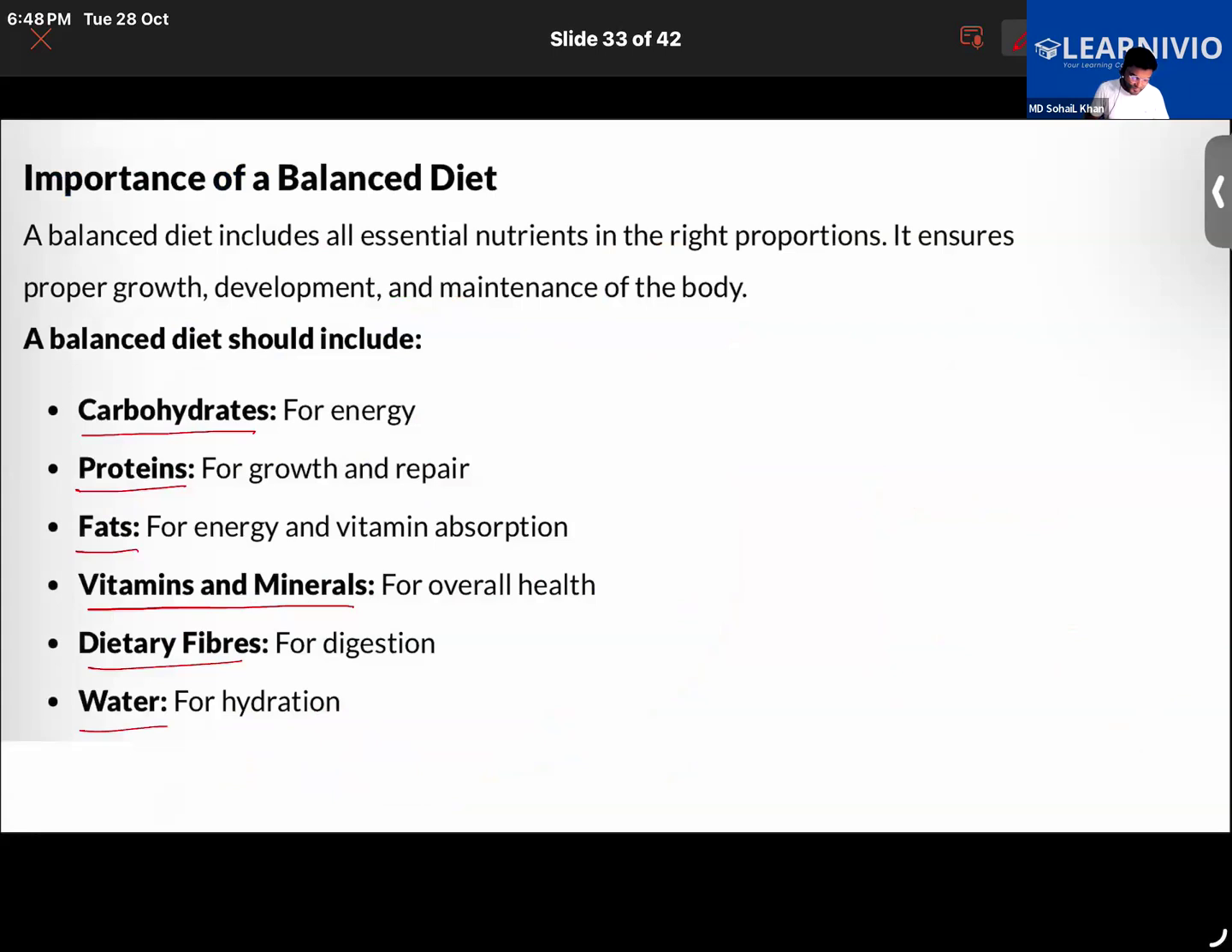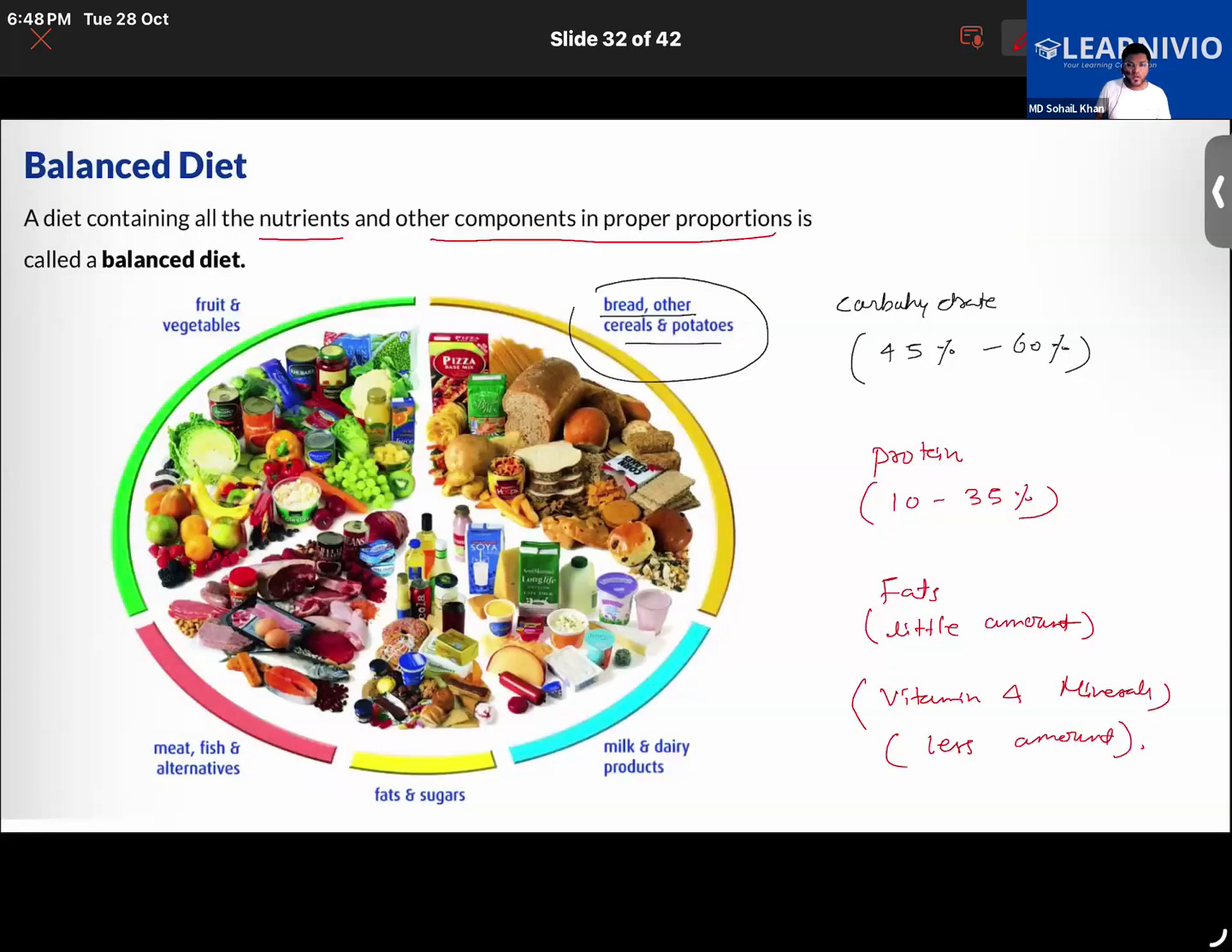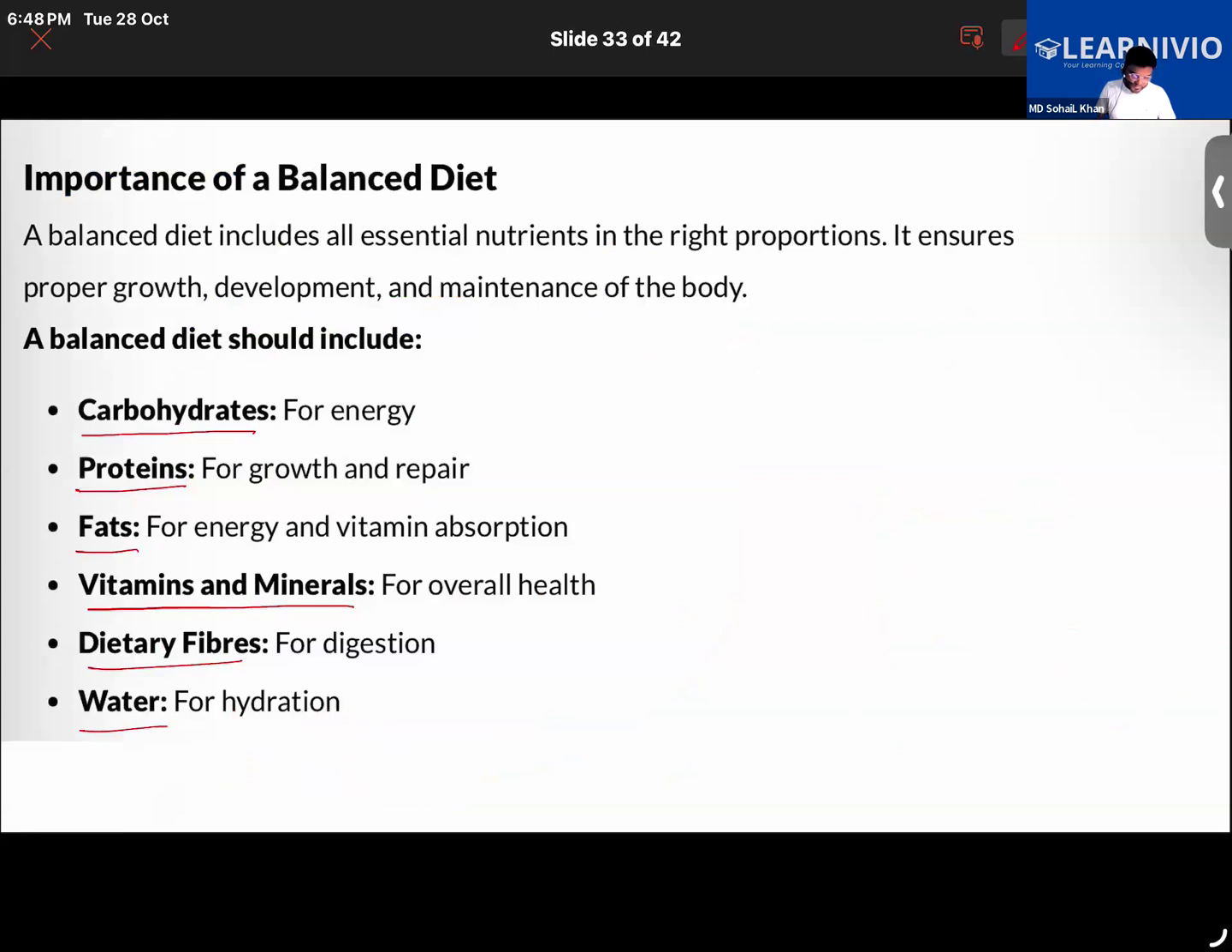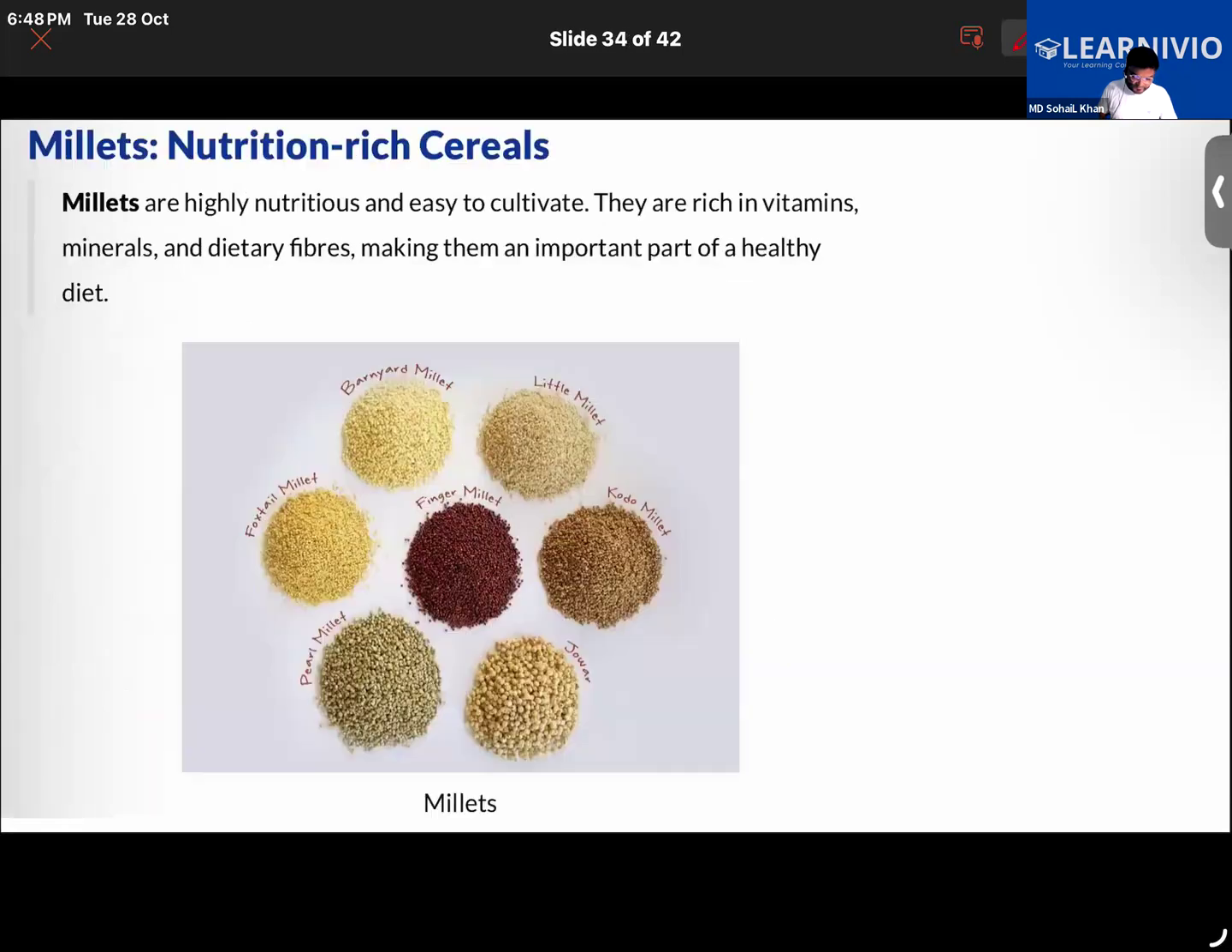Other than that, when we are suffering from fever or some disease, we should have more vitamins and minerals, so we should increase the intake of fruits particularly, and vegetables also. Other than that, we have dietary fiber and water. We learned that dietary fibers are present in plant-based foods, and they improve our digestion. Okay, there are some special types of food items. Let's get familiar with those also.